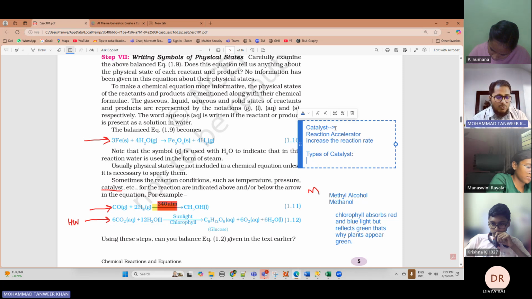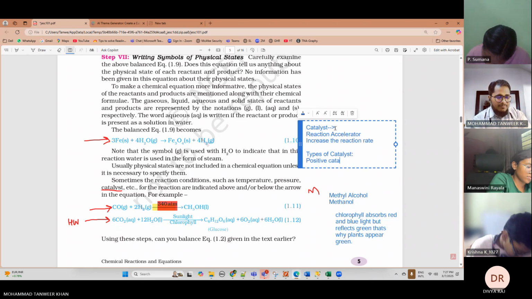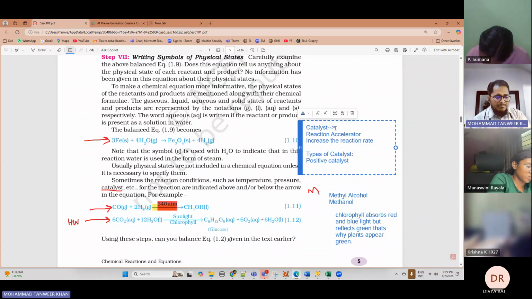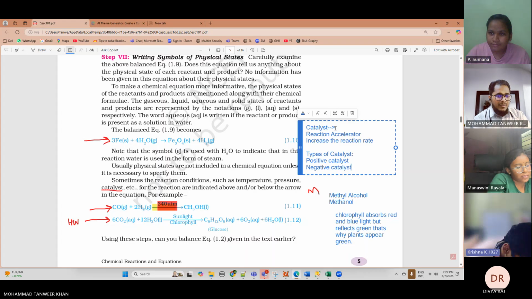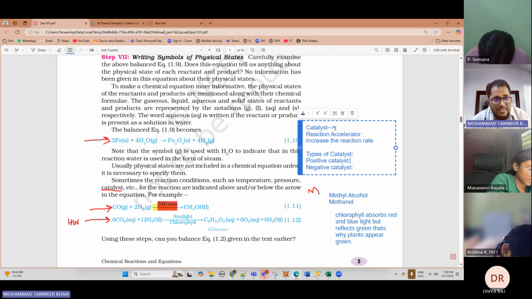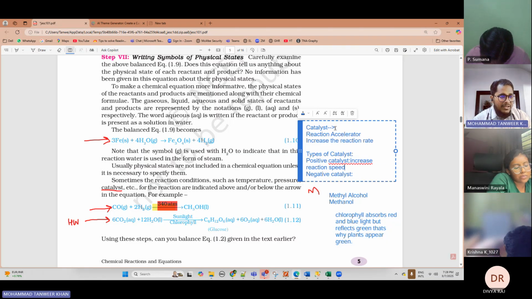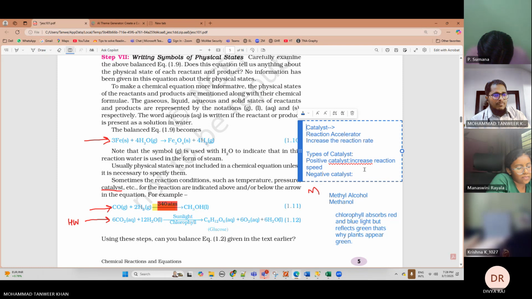So that is why we have two types of catalysts. One is the positive catalyst and the other is the negative catalyst. The positive catalyst will increase the reaction speed. Is this clear? Yes, sir.